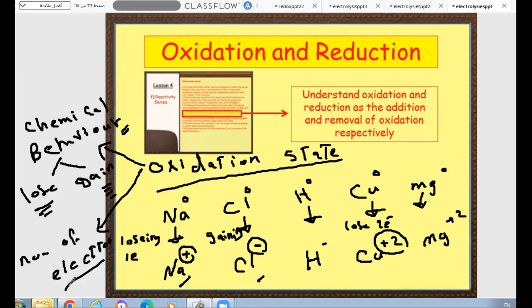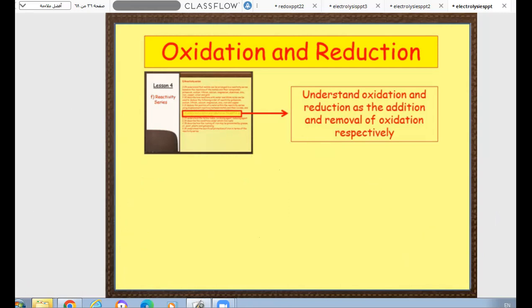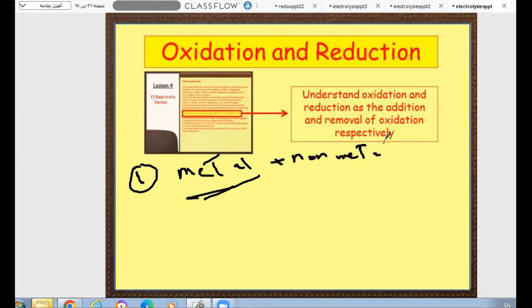Even it gained, so it will be negative charge, and the number will indicate the electrons which were lost or gained. This is the concept of oxidation state. So I need to remember that metal loses, so it changes into positive, non-metal gains, so it changes into negative, and that means that the reaction between metal and non-metal is a redox reaction. When I see a reaction between a metal and a non-metal, it is a redox reaction.